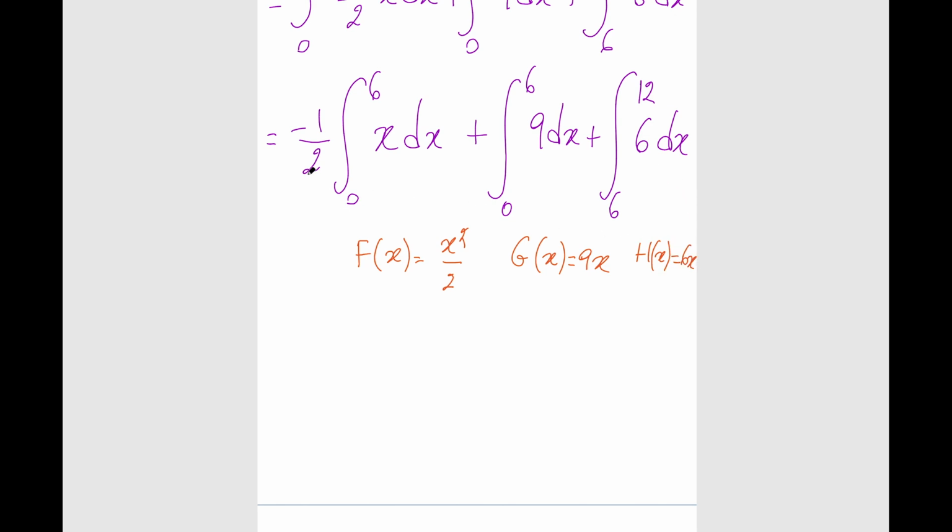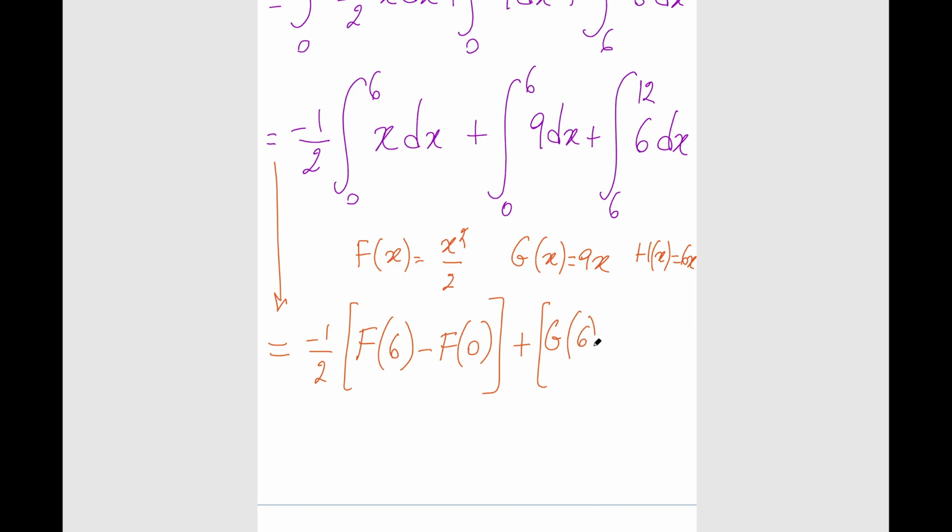Right? So this becomes equal to f, oops, I forgot the minus half. So minus half times f of the upper bound 6 minus f, an antiderivative of x, at the lower bound 0. Correct? Plus the primitive of 9 was found to be 9x, so g of the upper bound 6 minus g at the lower bound 0. And finally, plus 6, the primitive of 6 was h at the upper bound 12, minus h at the lower bound 6. You agree with that?